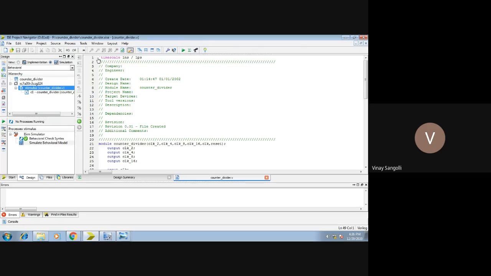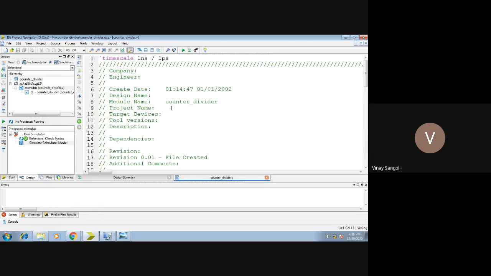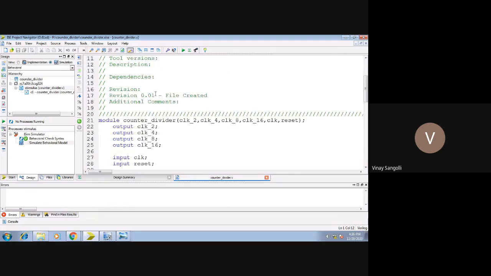Now let us have a look at the code. So this is our code. As usual, the time scale, I hope it is visible, we have kept it as nanoseconds. You can change it to anything like picoseconds or microseconds. You already know how to do it. These all are comment sections.